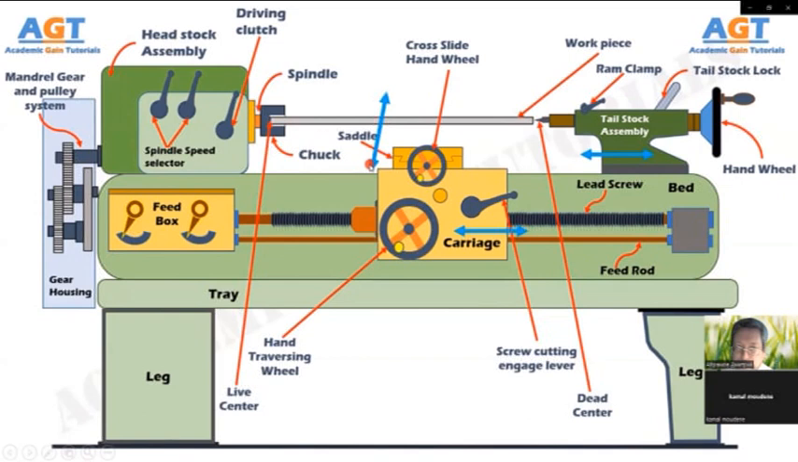That is, let's take for reference, if this hand-traversing wheel moves the carriage left and right, then this cross-slide wheel moves the saddle towards front and back, that is perpendicular to the bed. So, since the cross-slide hand wheel gives cross movement or perpendicular movement, it is called cross-slide.